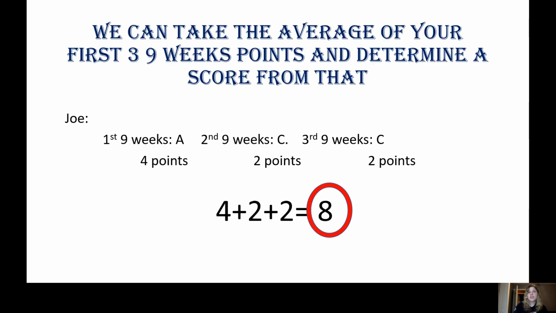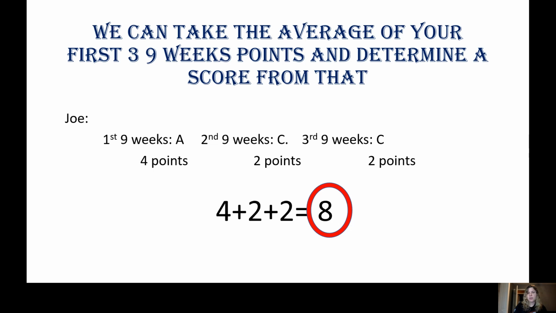Now, if something were to happen where the 4th 9 weeks isn't there, you can do the same thing and take the average of just the first 3 9 weeks points and determine a score for it. So if we have the same grades for Joe in biology that we did on the last slide, but we take out the 4th quarter, instead of 12, he has 8. Okay? So we have 4, 2, and 2.